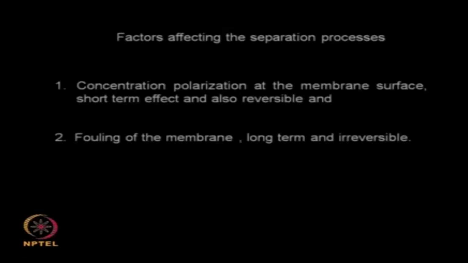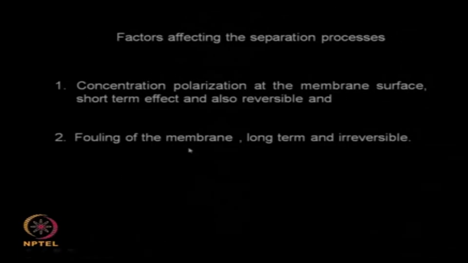Now, what are the factors that affect separation processes in membranes? Two factors you need to keep in mind. One is concentration polarization, like we talked about. In ultrafiltration it will slow down the process, and in RO there will be a leakage of the solute to the other side because Cs is very large. So one factor which affects separation is concentration polarization. The other factor is the fouling of the membrane.